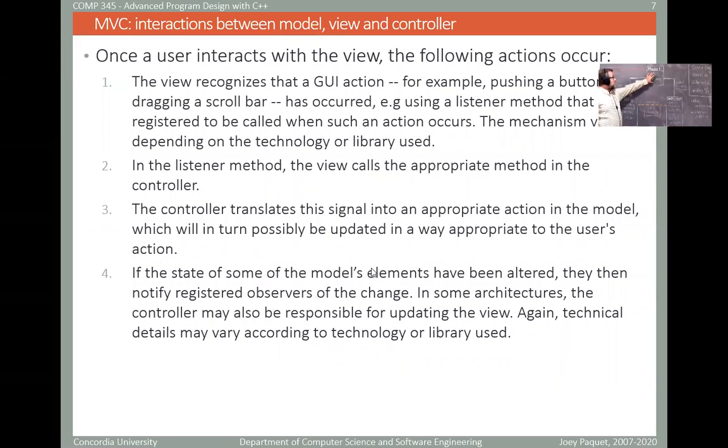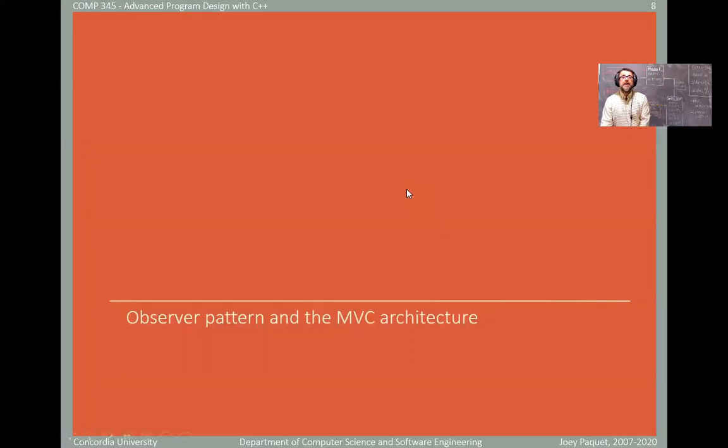Then as a result of this function having been called, some model object's state will change, and the model object will call notify, which will make the views update their information. Okay, so this is conceptually how the MVC works.